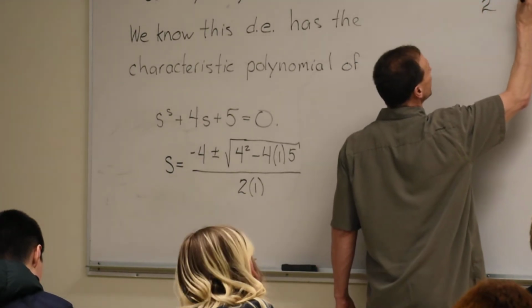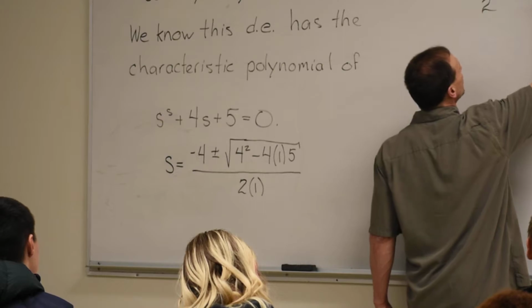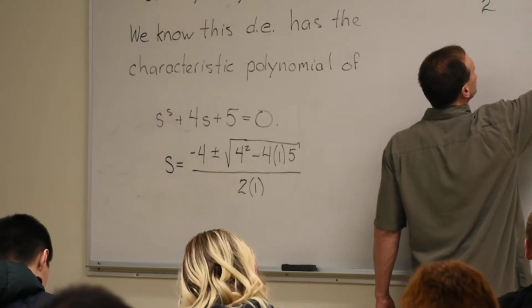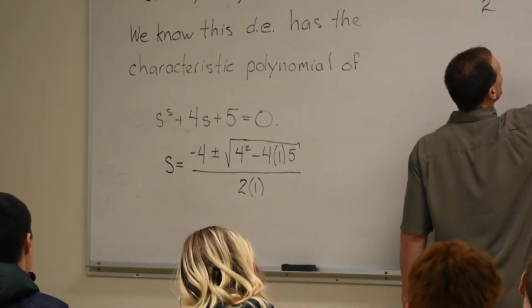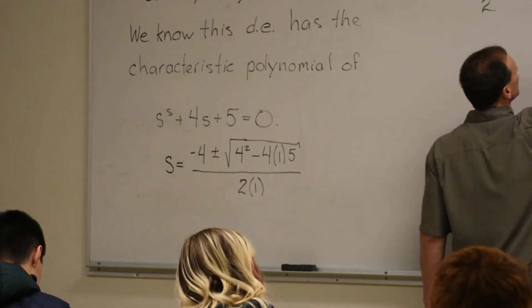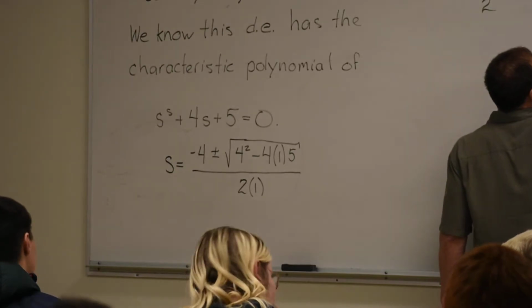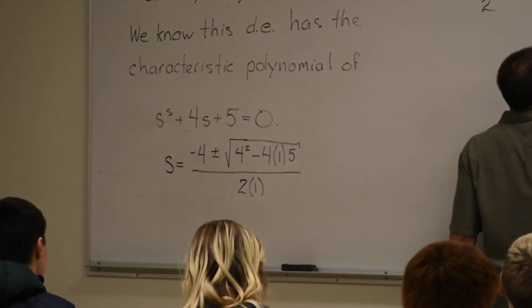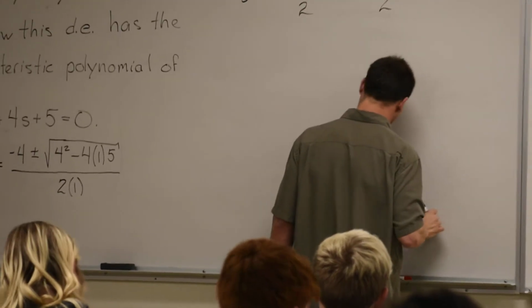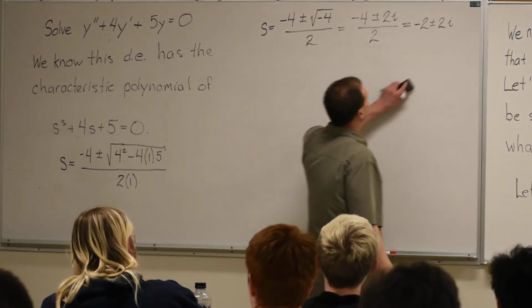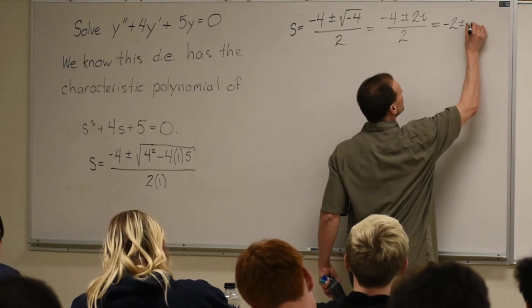Let's clean that up again. That's negative 4 plus or minus 2i over 2. Then I can write that one more time as minus 2 plus or minus 2i. No, 1i, sorry, 1i. Clean that up, 1i. Plus or minus i.